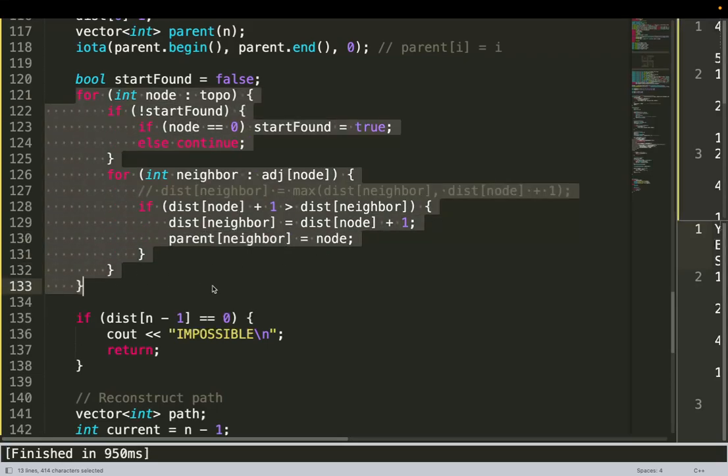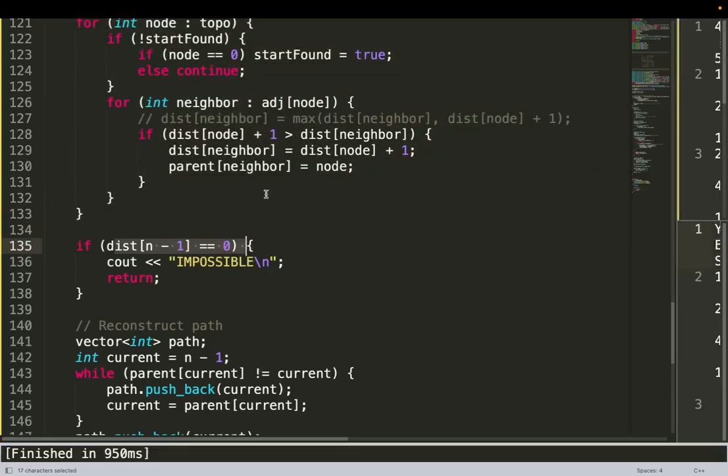Once you are done with this, if distance of n-1 is still 0, this means that it is impossible to reach from city 0 to city n-1. So simply printing impossible and returning.